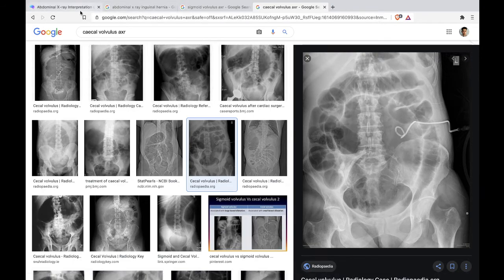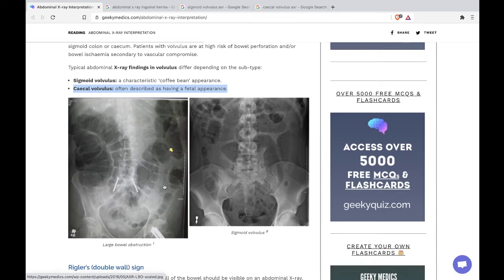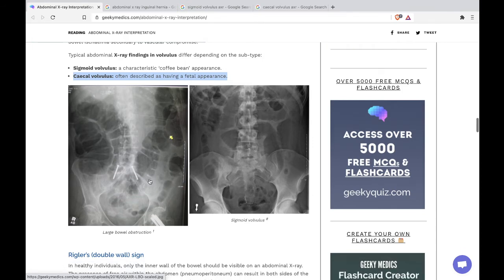All right, let's look back at the picture here and see if we can identify the embryo. Is this embryo? Why is there a yellow arrow there? Oh, it's just large bowel obstruction. It doesn't say that this is a cecal volvulus. No wonder I cannot find the embryo. So this is the cecum. This is the ascending colon, transverse colon, and descending colon. There's no volvulus going on here. This one, it says it's sigmoid volvulus, but I'm having trouble finding the coffee bean. I don't see the coffee bean. Is this the coffee bean?